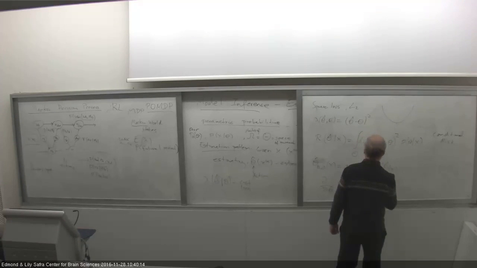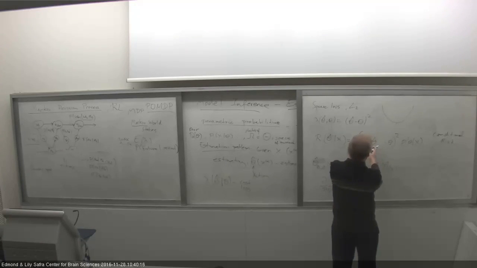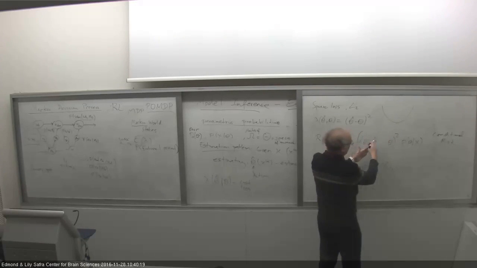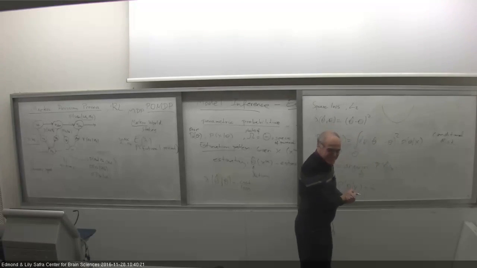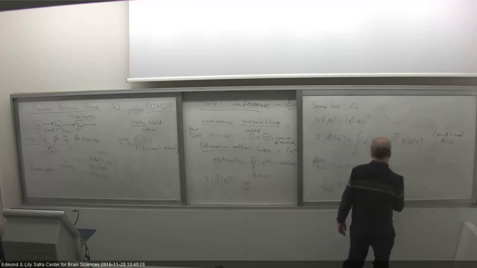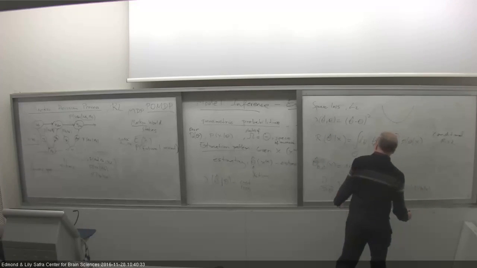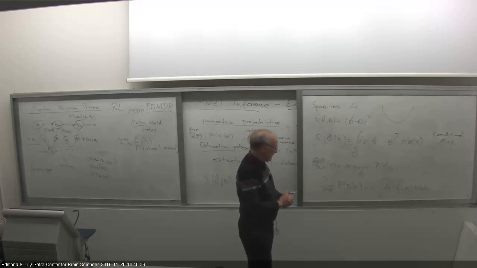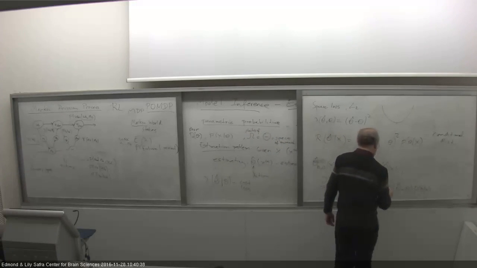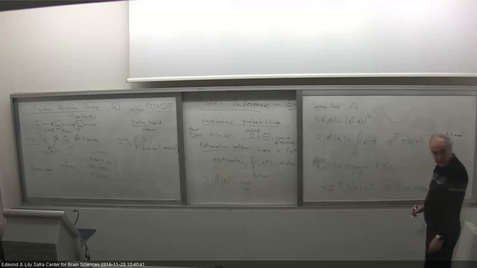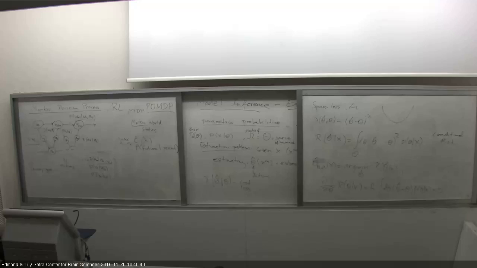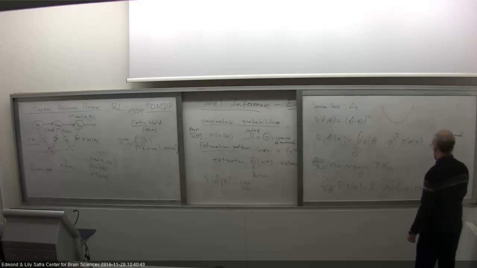It's 2 times the integral. The derivative of the square is 2 times the linear. So it's 2 times the integral d theta of (theta hat minus theta) p(theta given x), and I want this derivative to be what? 0. So this is the solution to this equation. This is going to find the minimum. Okay? Very simple, just trivial algebra.